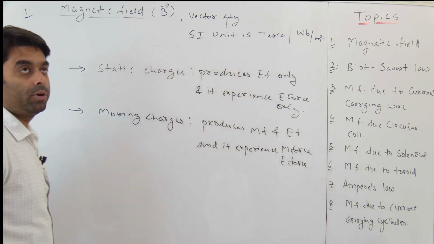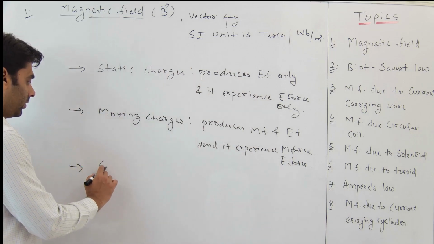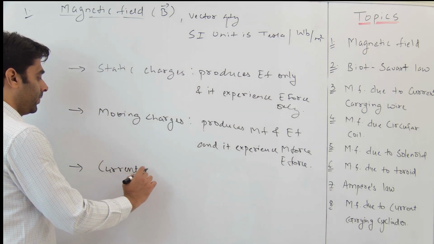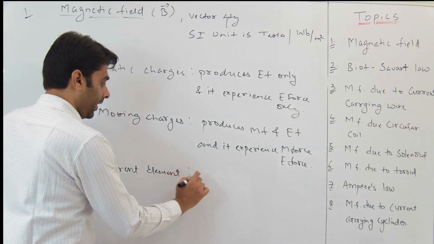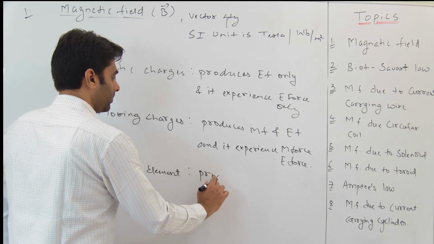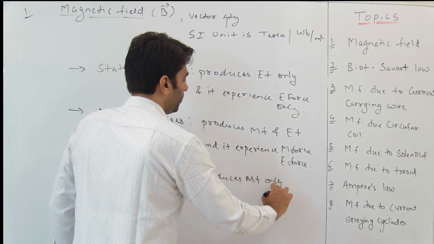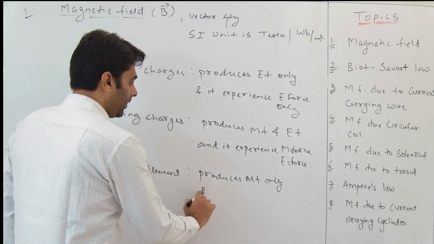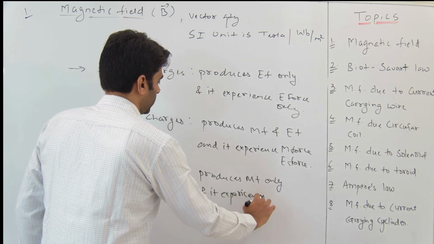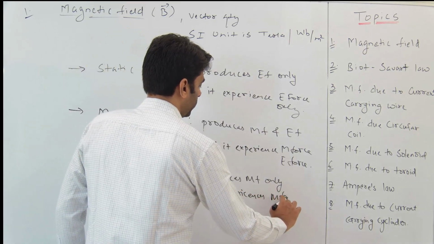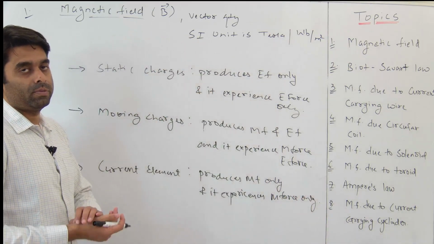Last, if I talk about a current carrying element or current carrying wire, the current element produces magnetic field only, and it experiences magnetic force only. Now, why are we saying that a current carrying element produces magnetic field only?